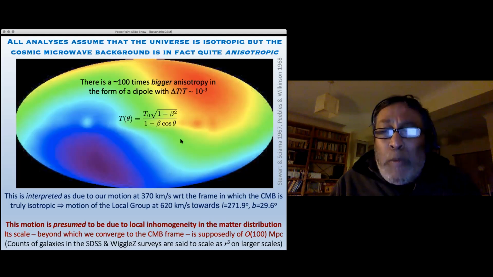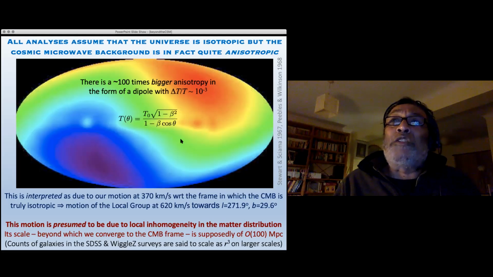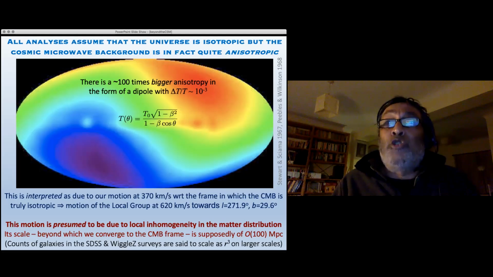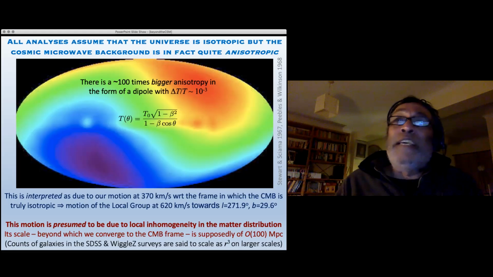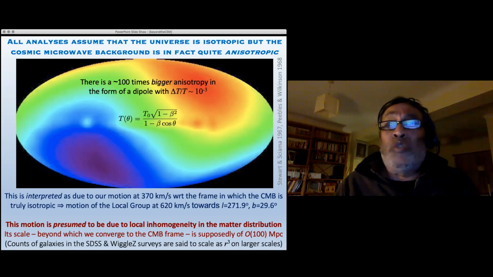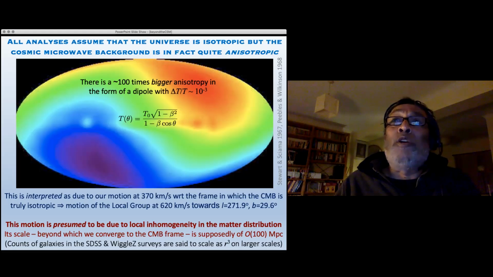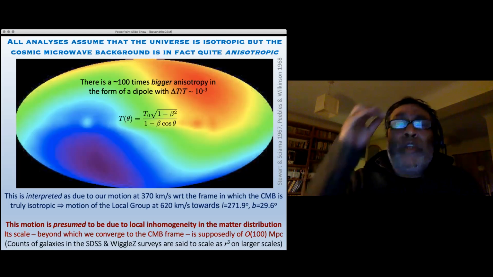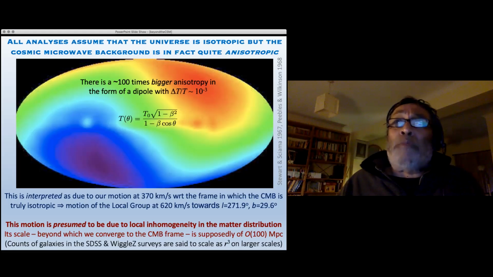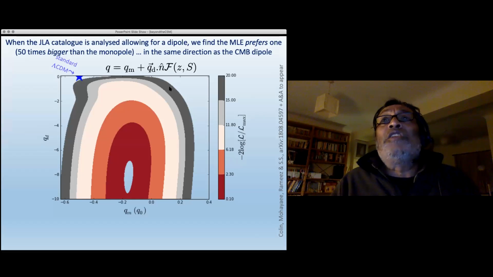But then I would expect that if I go beyond 100 megaparsecs, then I should converge to this cosmic microwave background frame in which the universe does look isotropic, right? And a lot of people say, yes, that's the case. When you count galaxies, we see that the universe is becoming homogeneous. Well, we said if that is the case, then is the acceleration that you infer from supernovae also isotropic? And the answer is no.